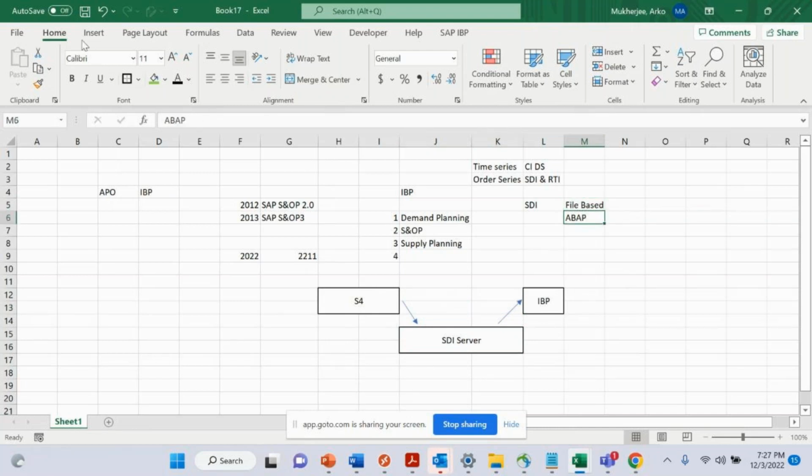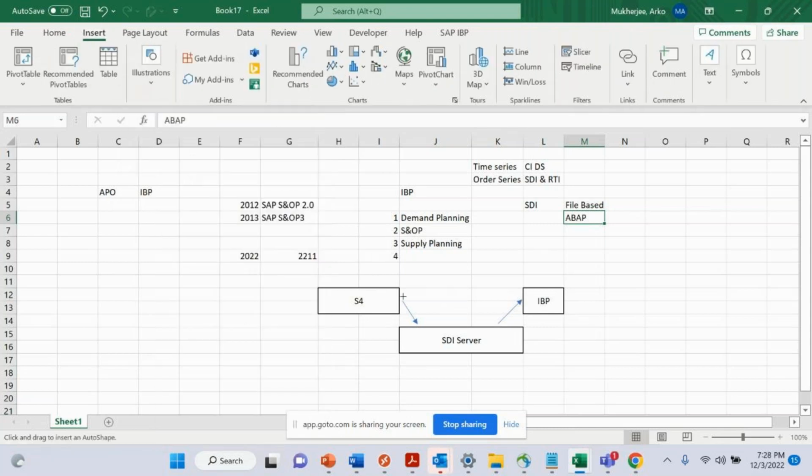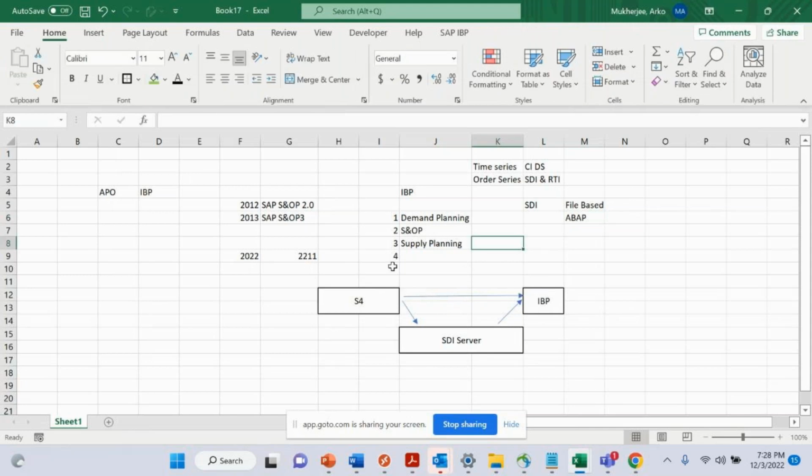For ABAP based, this handshake is happening directly from S4 to IBP. So here we are making the connection from IBP to the S4 tables directly. We are not fetching the files through any server in between. We are just connecting IBP tables directly to S4 tables, and we are taking our required master data and the transactional data for order series based planning from S4. So this is how these two adapters work.